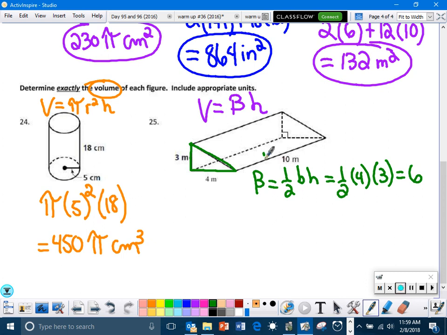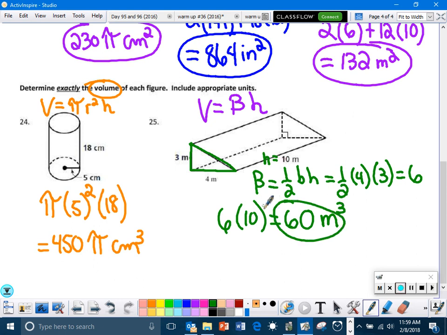The height of the prism is 10. So the volume is simply 6 times 10, which is 60, and then label it cubic meters. Voila. So there's the answer to the volume for the triangular prism, and this is the volume for the cylinder. All right. Good luck on the test.